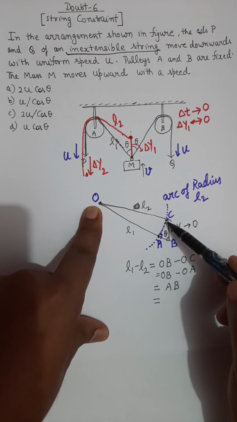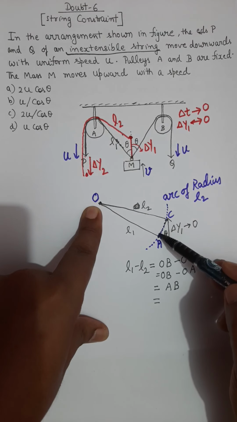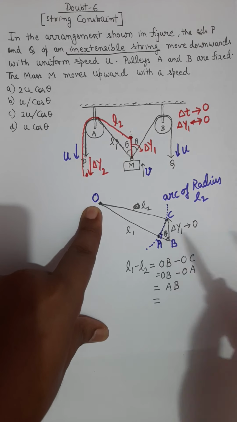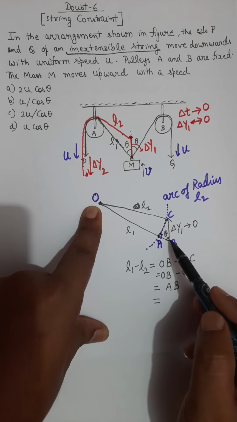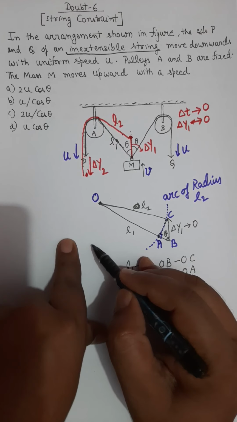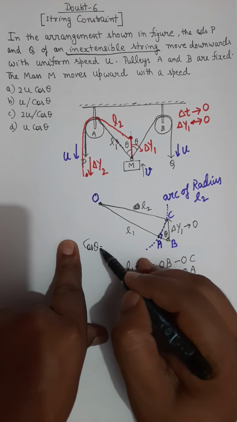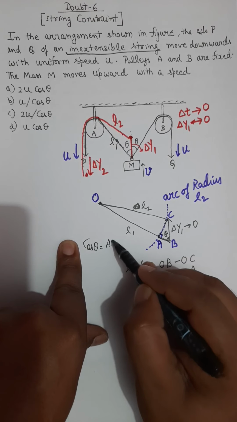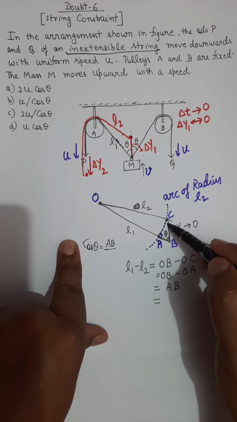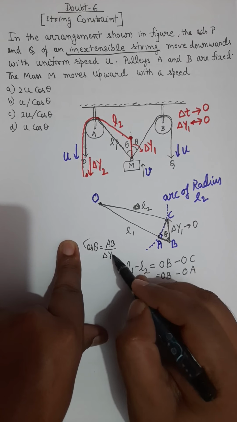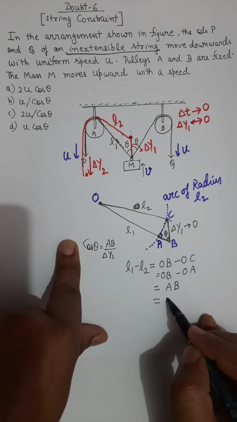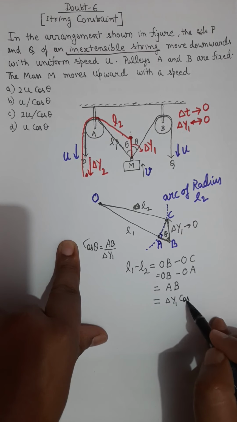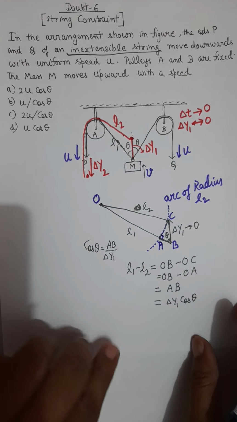and for this approximated right angle triangle, this theta angle, if you take cosine of theta angle, you get cosine of theta equals to this base length, which is AB, over the hypotenuse length delta y1. So you can write AB as delta y1 cos theta. That's the value of L1 minus L2.